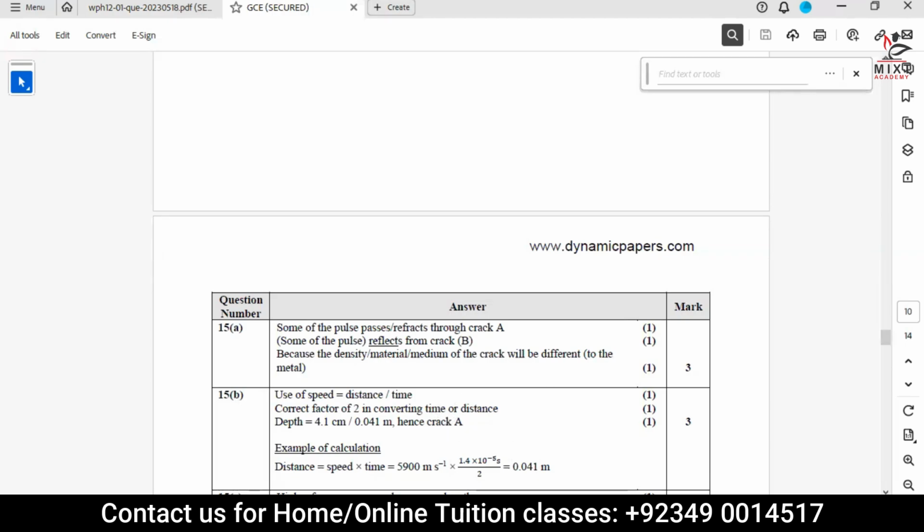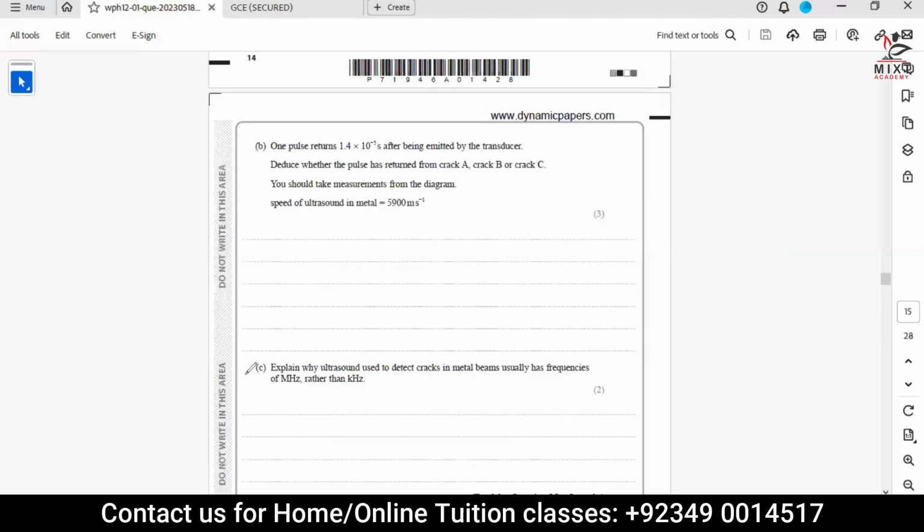Okay, that's fine. Now, in the last part, explain why the ultrasound used to reflect off the metal surface usually has a frequency of megahertz rather than kilohertz. Aisha, you will answer the question. Why are we using megahertz? Because frequency is inversely proportional to wavelength. So if frequency increases, the wavelength decreases, so the resolution of the image will increase.